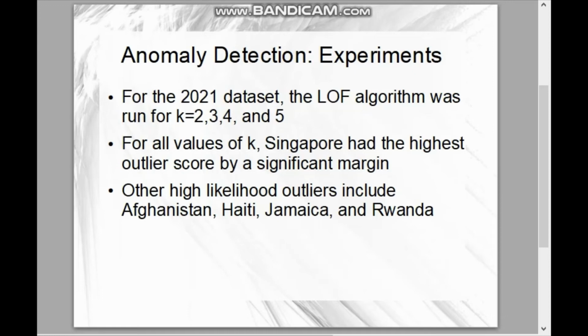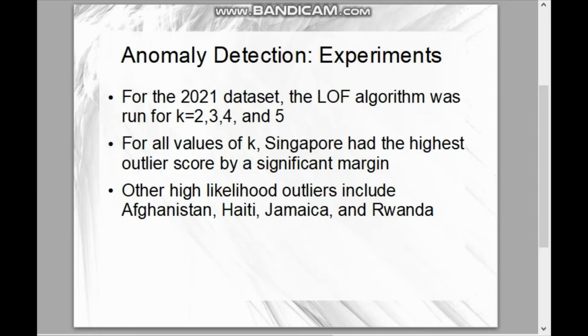Okay, so for the 2021 data set, the LOF algorithm was run for k equals 2, 3, 4, and 5. And here in the report, I included some notes about the countries with the lowest outlier values as well as the highest.